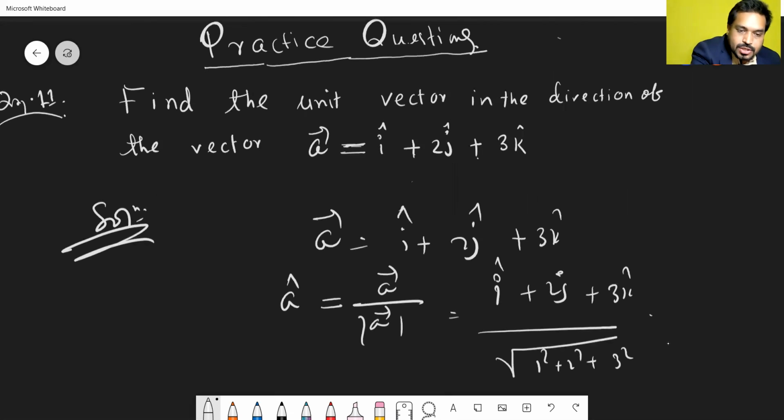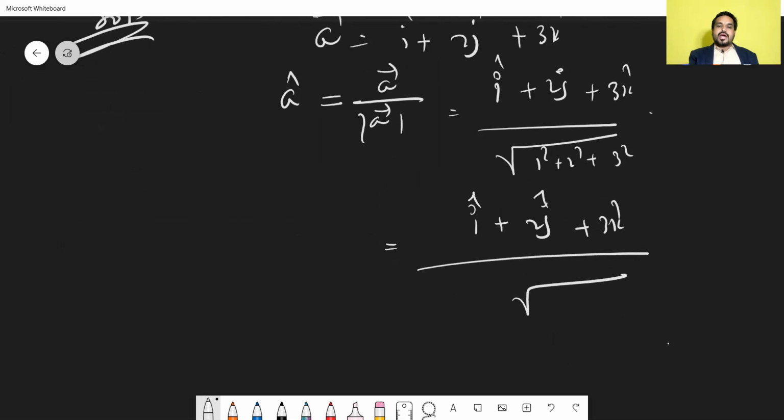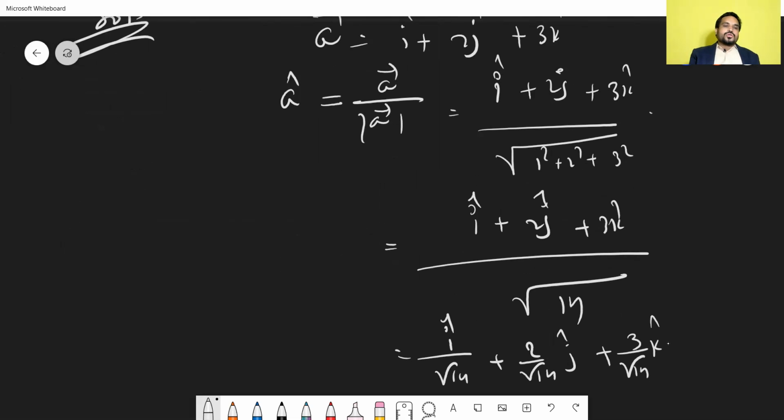Okay student, come to the next step. Square root of 1 square is 1, plus 4 plus 9. 9 plus 4 is 13, plus 1 is 14, so root 14. So i cap plus 2j cap plus 3k cap divided by root 14, that is i cap by root 14 plus 2 by root 14 j cap plus 3 by root 14 k cap. So student, this is the answer.